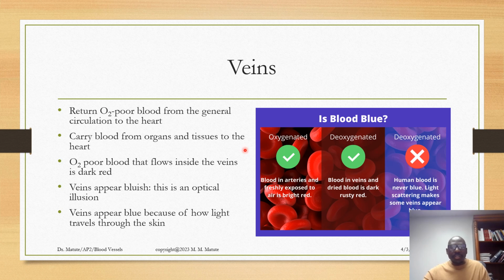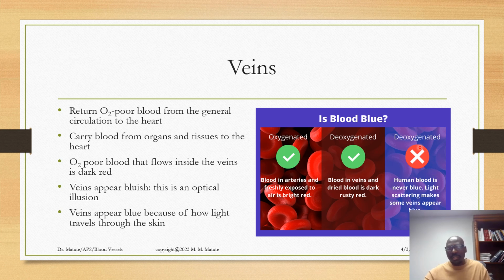Veins. So veins, they look bluish outside. So when we see veins through our skin, they look bluish. They transport oxygen-poor blood. Now, the blood inside veins does not look bluish. It is dark red. The reason why it looks bluish when we see veins through our skin is because of refraction of light.